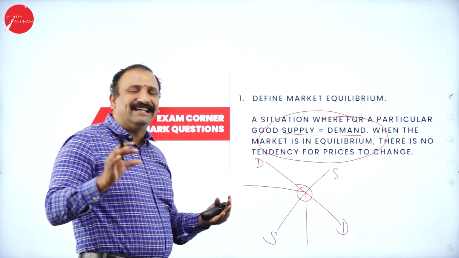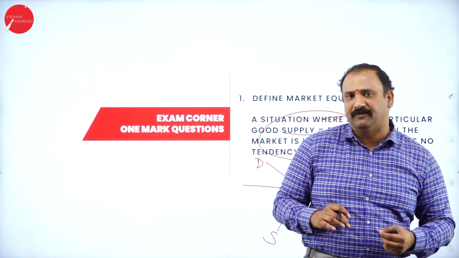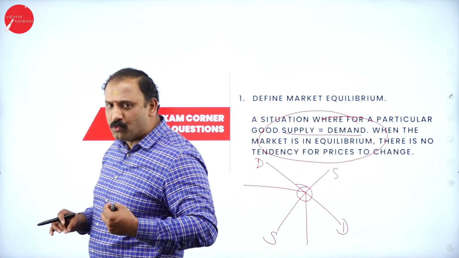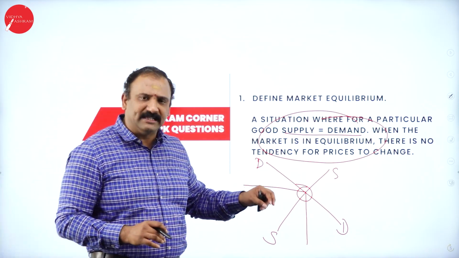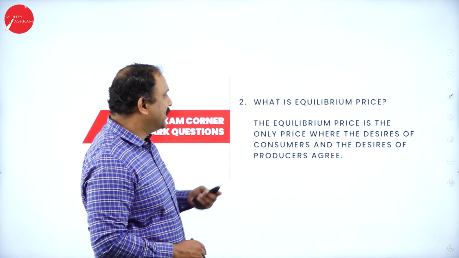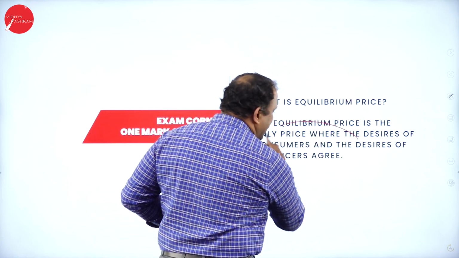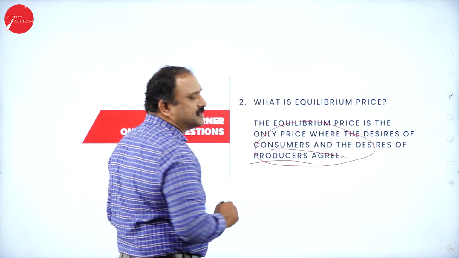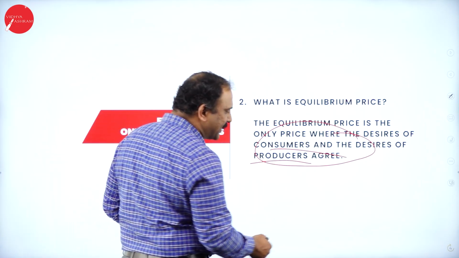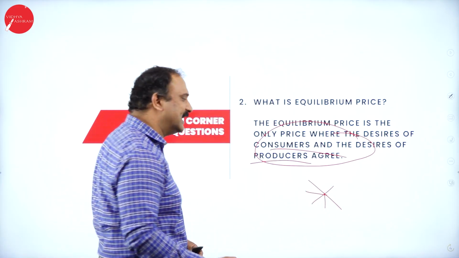There is no tendency for the prices to change, which means it is very clear that prices are not going to escalate, they're not going to move up or down. The prices remain the same. This is a constant price scenario altogether. Followed by, what is an equilibrium price? The equilibrium price is the only price where the desires of consumers and producers agree. If I am a consumer and there is a producer available in the market, there is a point at which we meet, and that's exactly what I call the equilibrium price.